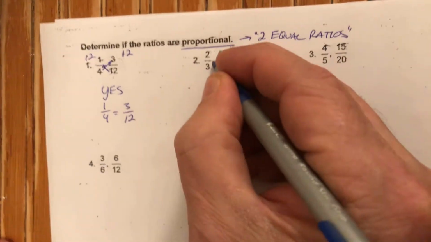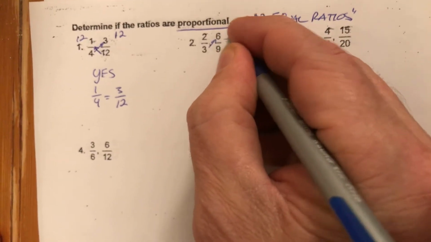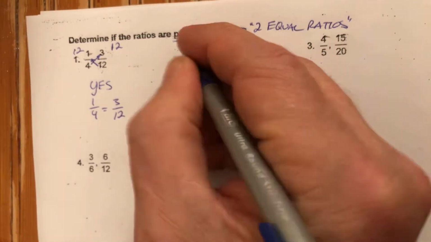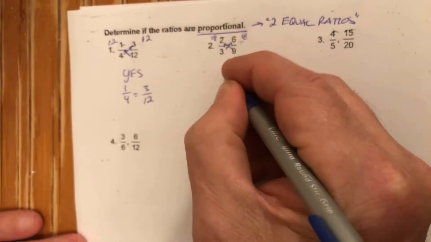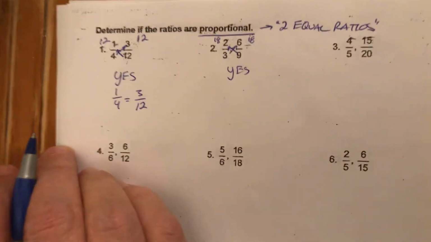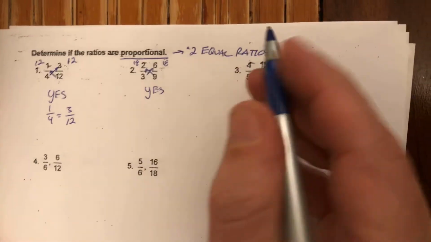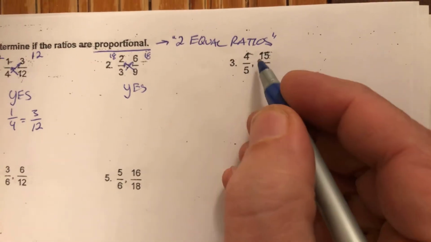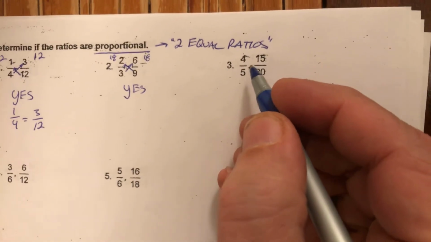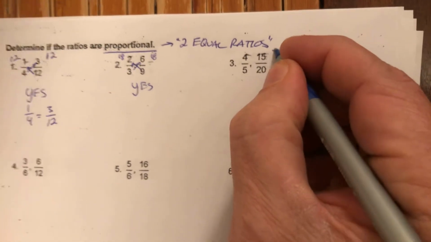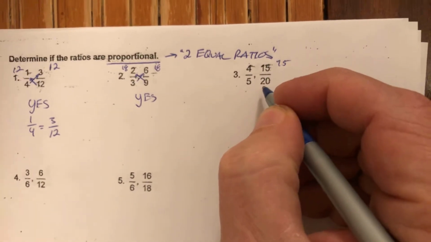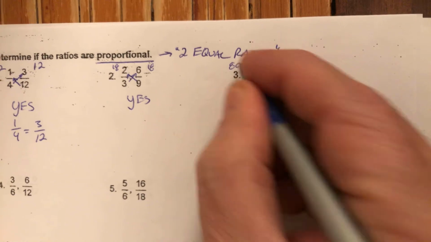Next one, 3 times 6 is 18. 9 times 2, go this way, is 18. Yes, those are said to be proportional. Those are two equal ratios, okay? Third one, 5 times 15. And use your calculator, right? You guys can use calculators, whatever you use at home. 5 times 15 is 75. 20 times 4 is 80.